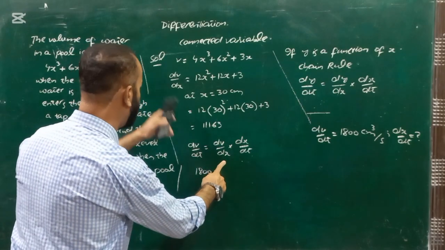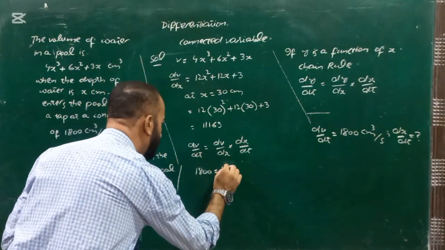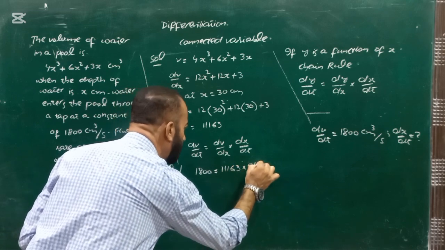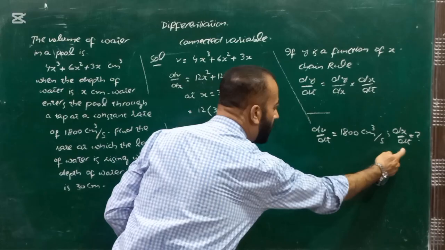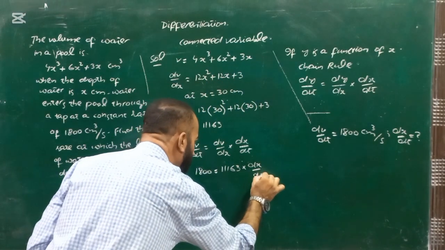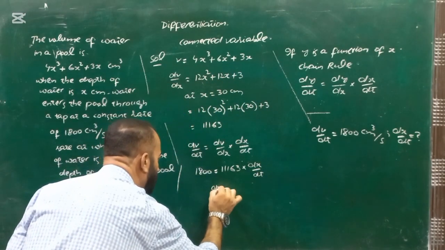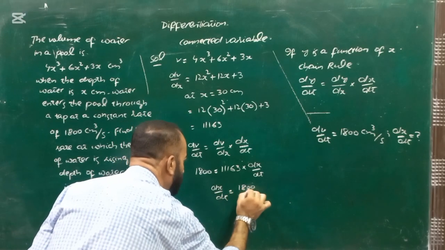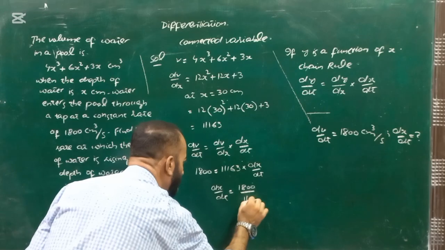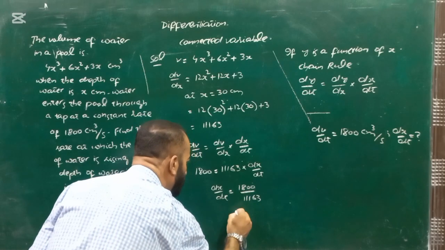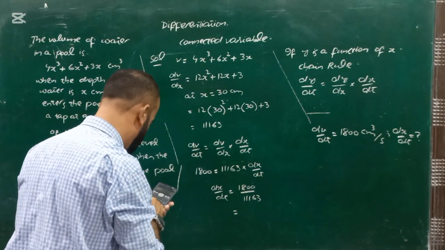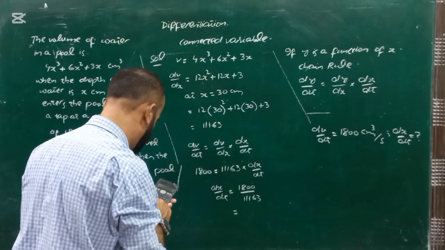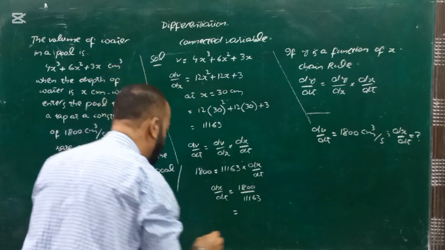dV over dx is 11163, and dx over dt is the requirement. This is the requirement. So from here, dx over dt will be equal to 1800 over 11163. Solving it on the calculator, 1800 divided by 11163, the answer is 0.16.